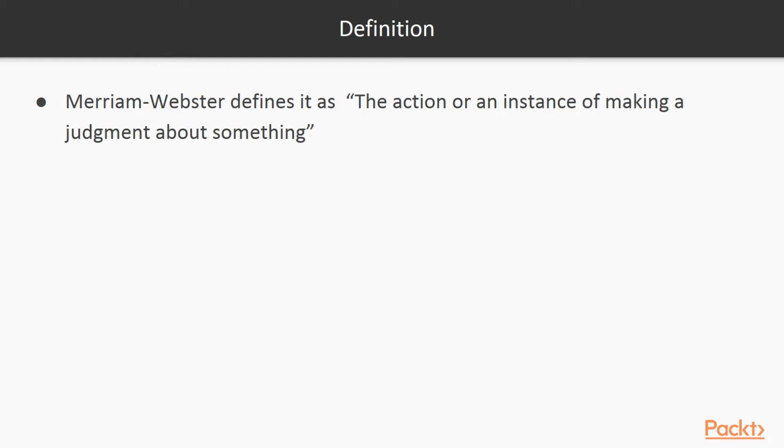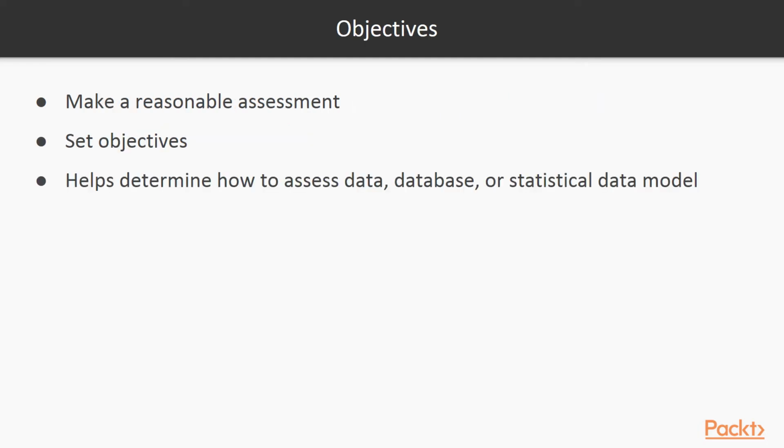Merriam-Webster defines assessment as the action or an instance of making a judgment about something. We need to keep a few pointers in mind for statistical assessment. They are objectives. To be able to make a reasonable assessment, that is, make a judgment on something, one must first have a set of objectives. Assessment objectives help the data scientist determine how to assess data, a database, or a statistical data model.